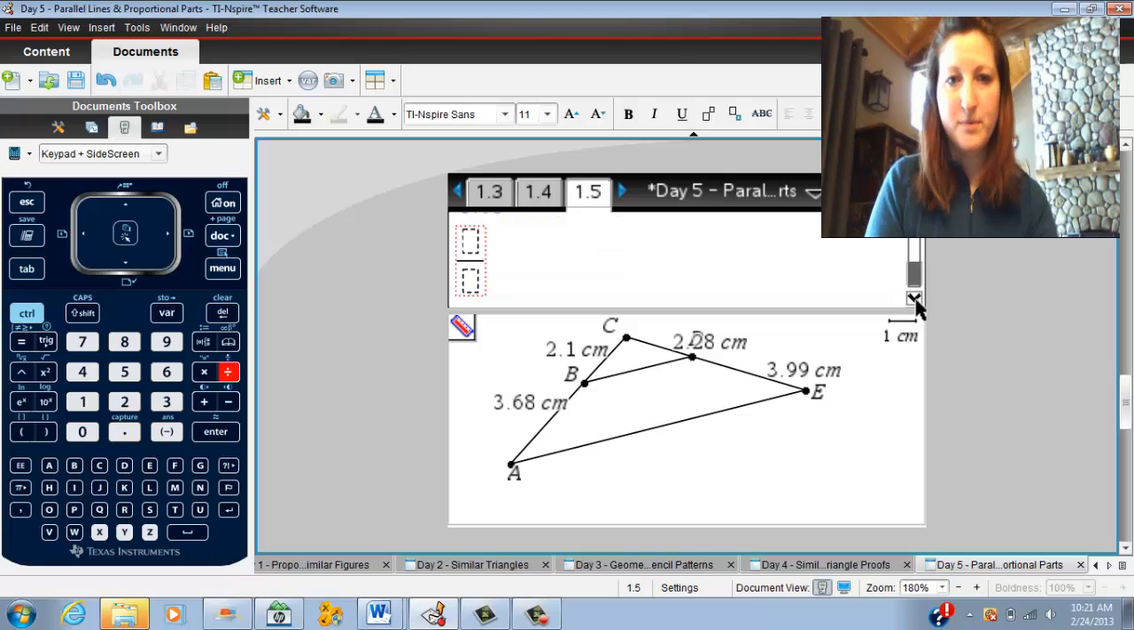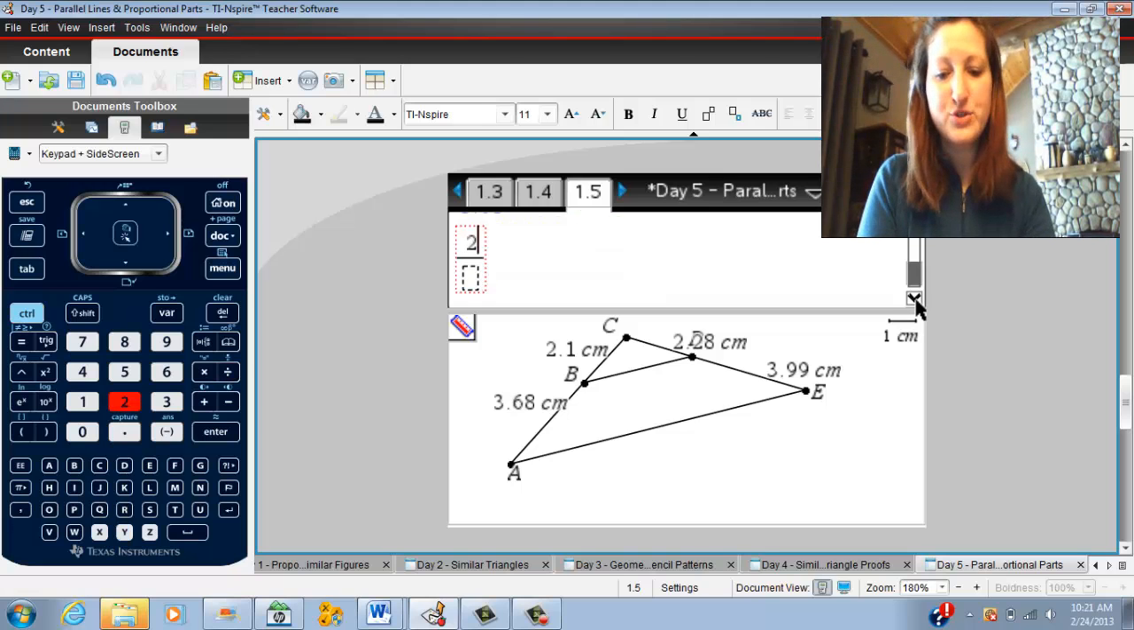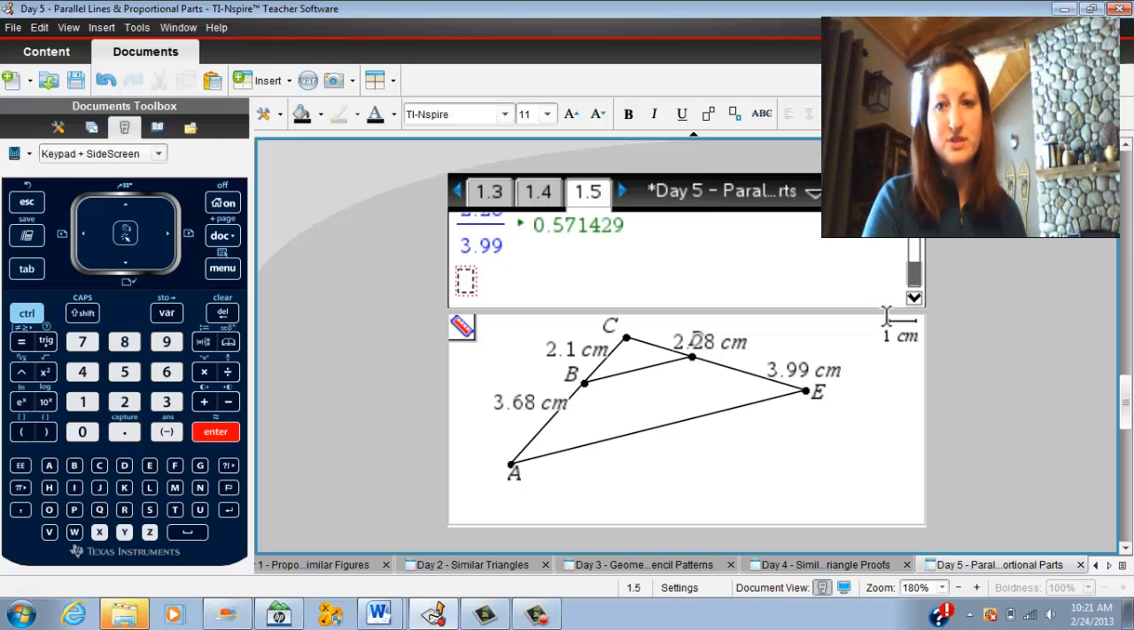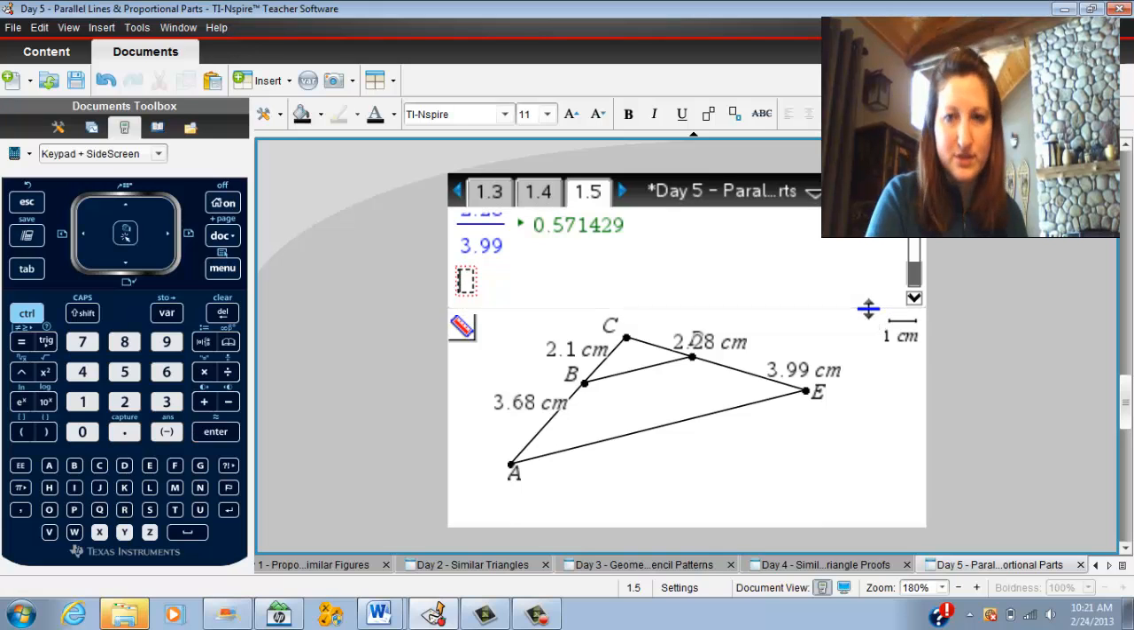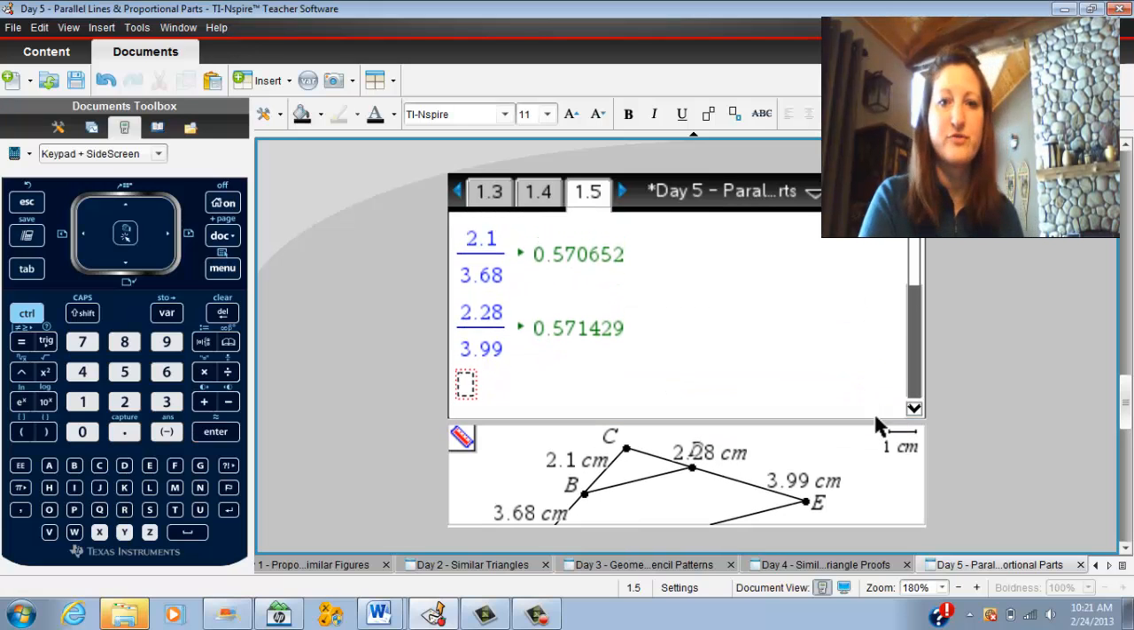So again, I'm going to open up a fraction. CD is 2.28 and DE is 3.99. And again, if I hit enter, it turns it into a decimal. So what I'm going to do just really quickly so you can see is I'm going to slide this down so that we can compare those two fractions.